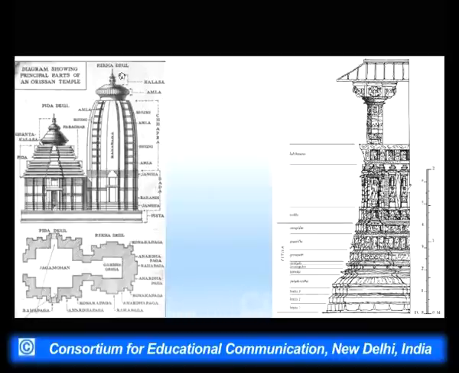Kalasha means a water pot, and it has water from various rivers inside it. It is put at the end, on top, and it provides a kind of sanctity, fertility, and also works as something that wards off evil.